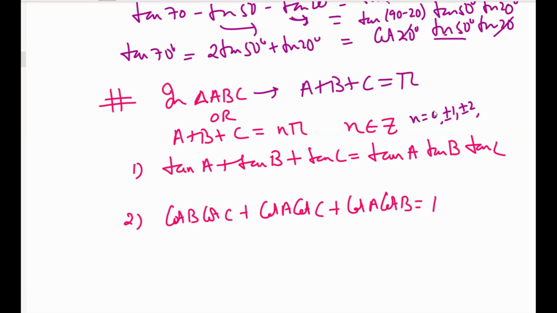In all these cases, the sum of the tangents of the angles is equal to the product of the tangents. That means tan A plus tan B plus tan C is equal to tan A into tan B into tan C. And if you want to convert it into cot, same: you have to divide both sides by tan A tan B tan C.